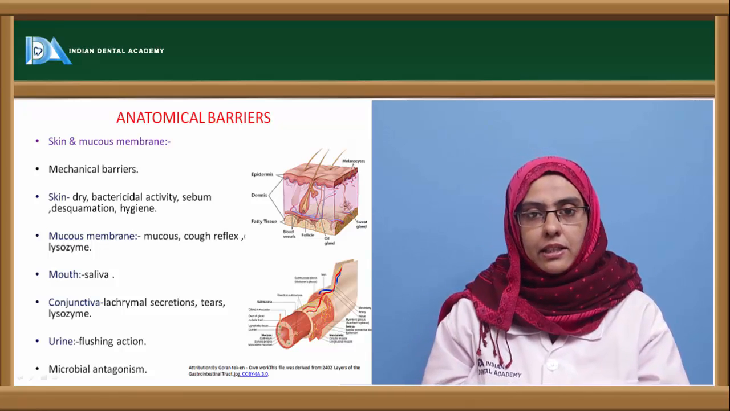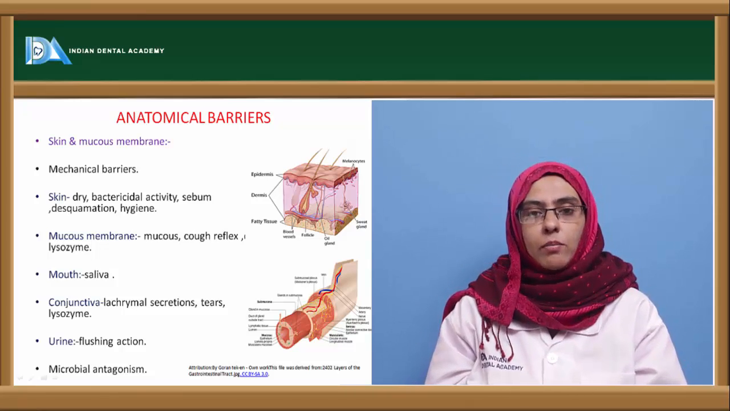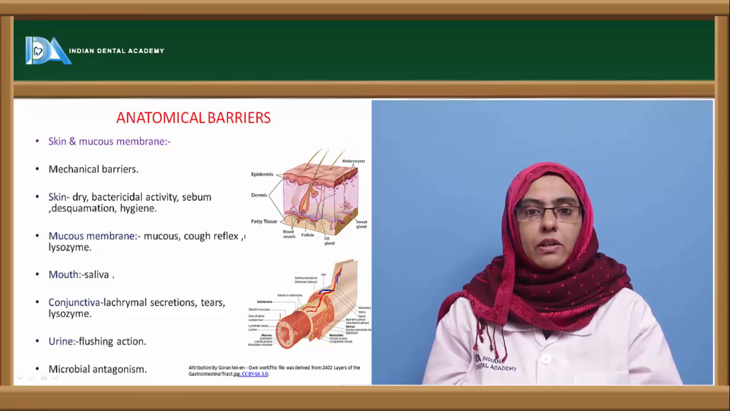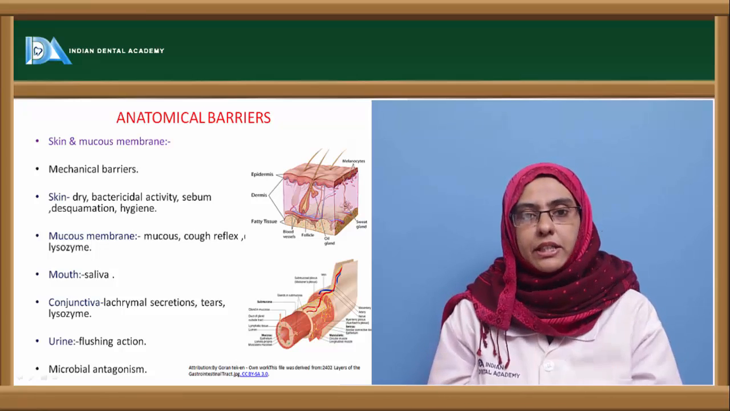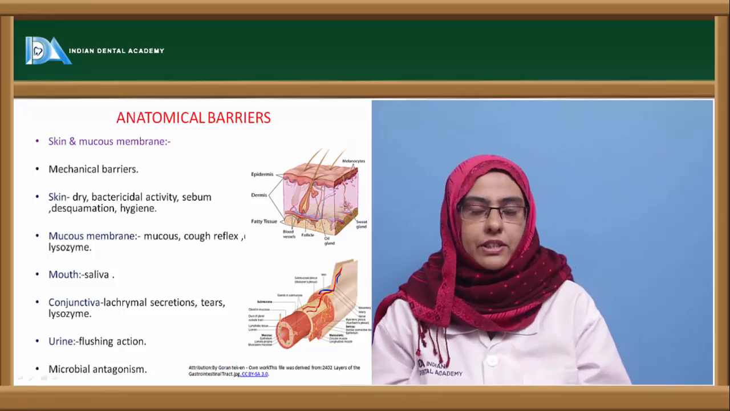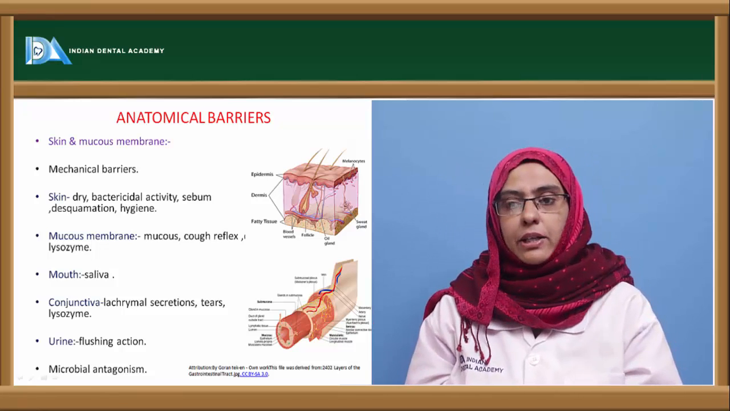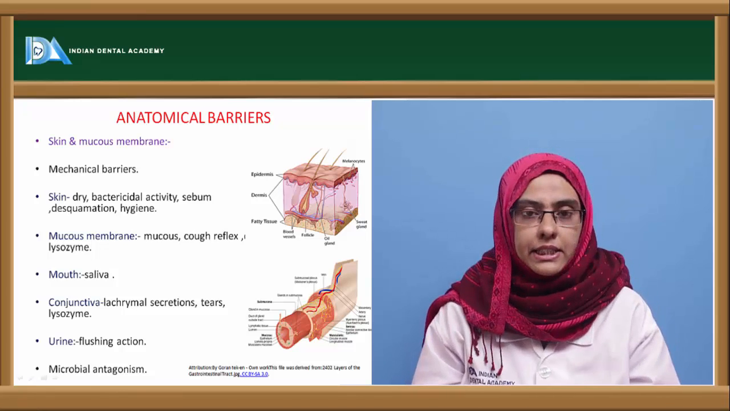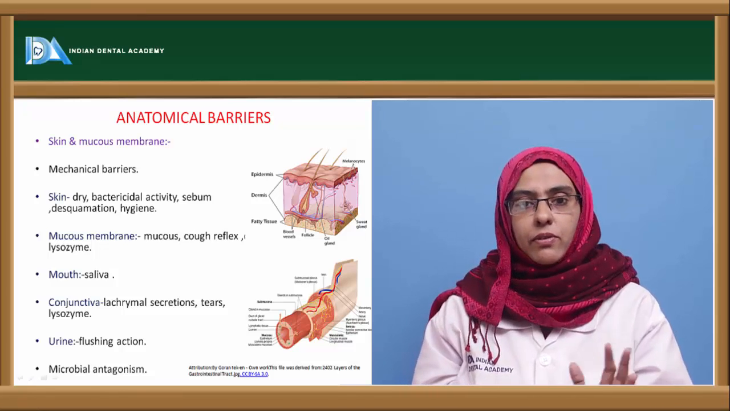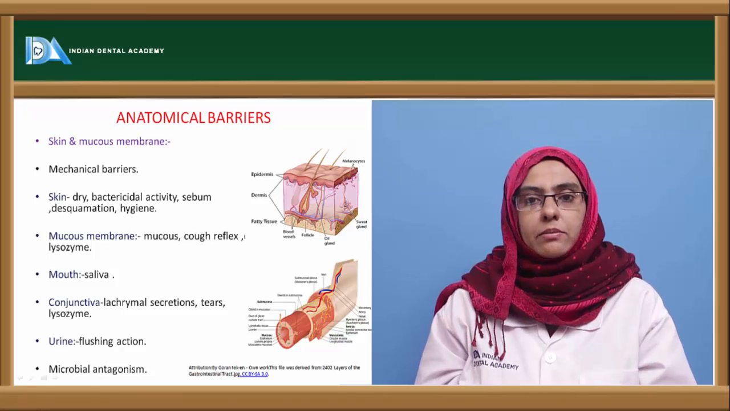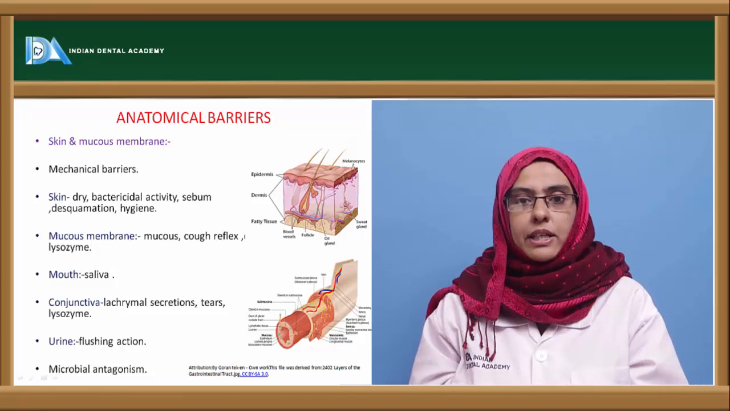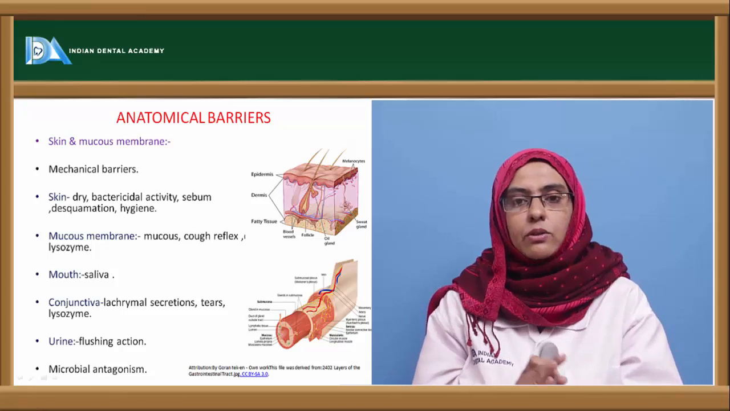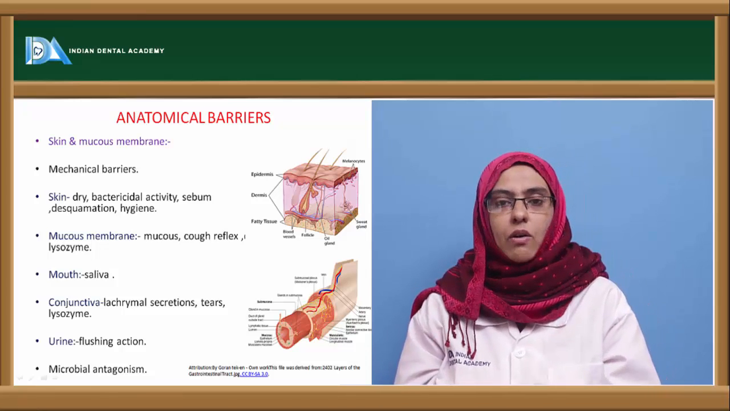Apart from that, it is the normal flora that will not allow the pathogenic organism to establish on the human host and cause infection. This concept is called microbial antagonism, or antagonism of indigenous flora. Indigenous flora are nothing but the normal flora, the normal microorganisms present in the human body in harmony with it. They do not cause any type of infection. They are called commensals.